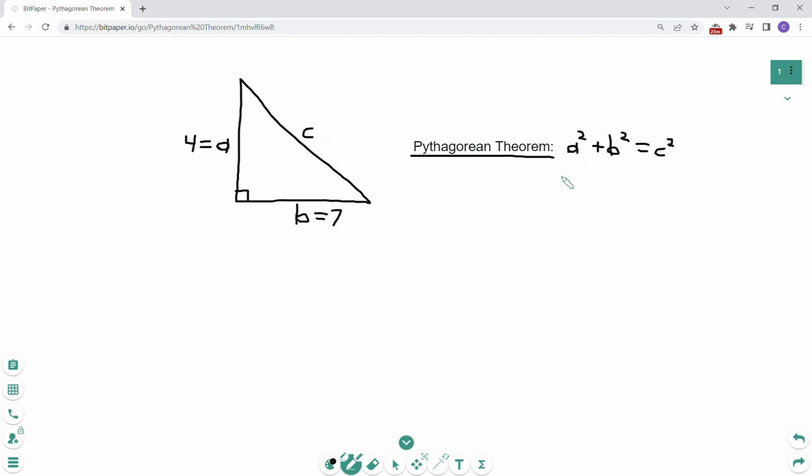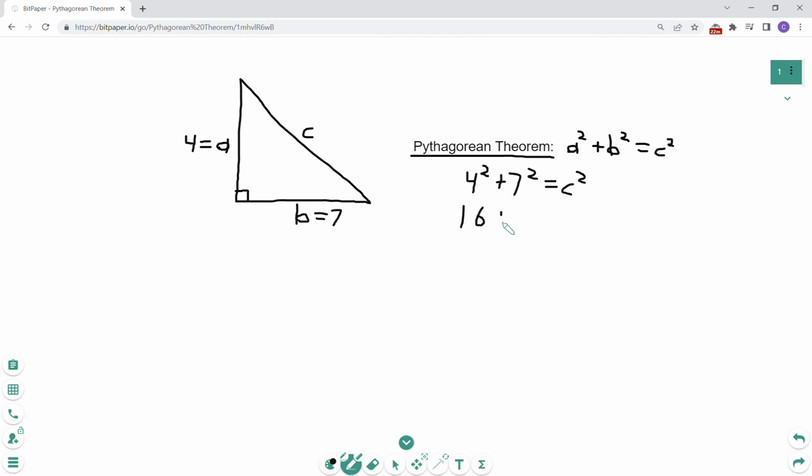So now let's do that process. We plug in a equals 4 on the left, we have 4 squared. And then we plug in b equals 7, we have 7 squared. So we have 4 squared plus 7 squared. All right, so now this will be equal to c squared. Again, the goal is to solve for c. So now what do we got to do? We got to simplify the left-hand side. If we simplify the left-hand side, we have 4 squared, which is 16, and then we have 7 squared, which is 49.